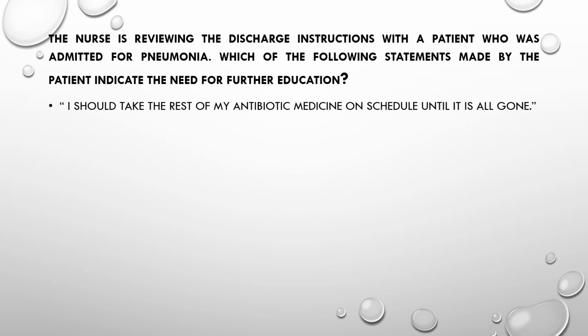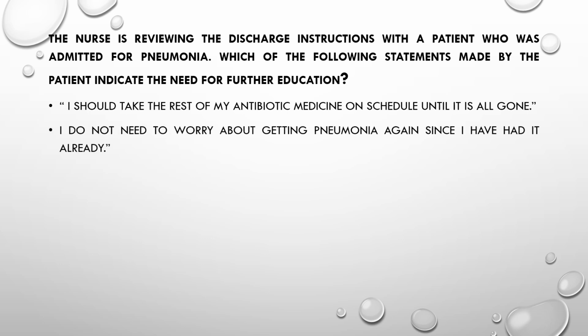The first option is, I should take the rest of my antibiotic medicine on schedule until it is all gone. This is correct. The person is saying that he should take all his antibiotics, so he is compliant with the medications. Next: I do not need to worry about getting pneumonia again since I have had it already. Is this statement right? No, here the person is saying the opposite. Having already suffered from pneumonia does not mean he cannot get pneumonia later on. Next: I will continue to drink plenty of water at home.